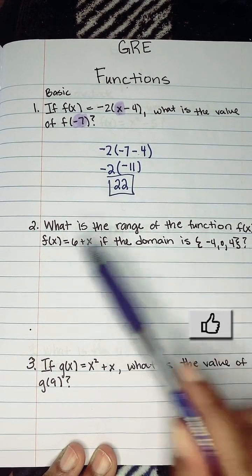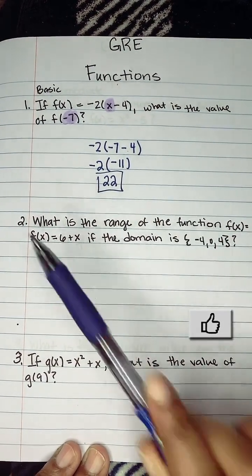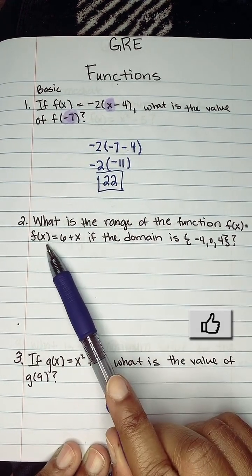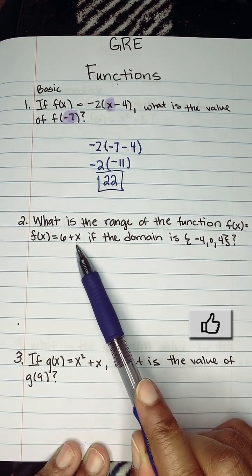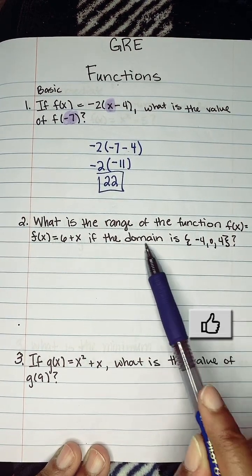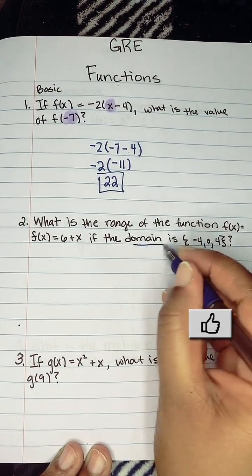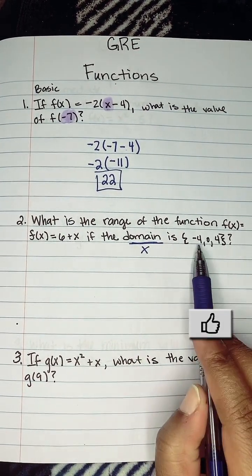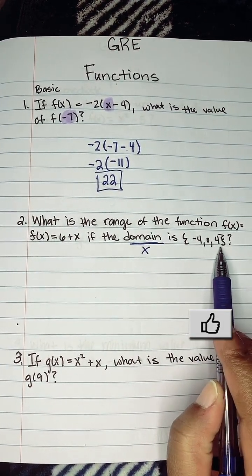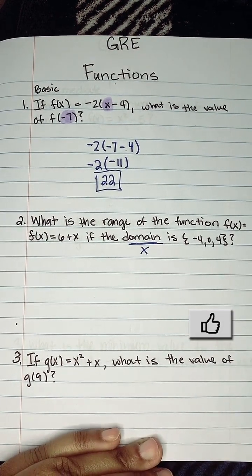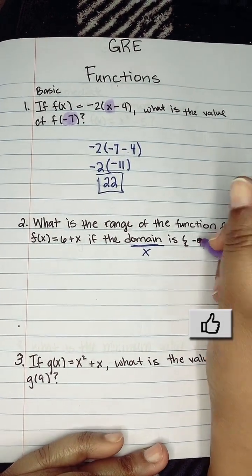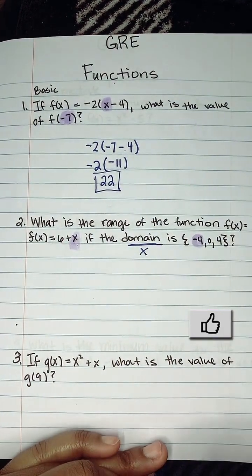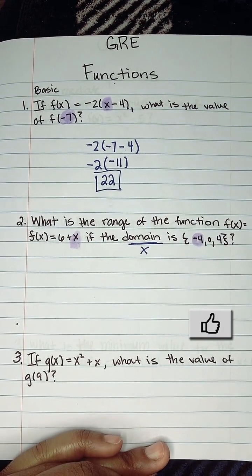So let's go to number 2. Okay. So number 2 says, what is the range of the function f of x? F of x equals 6 plus x if the domain, so remember what domain means, x's, right? Is -4, 0, and 4. So what this is telling you, we have to plug in -4 for the x to find out what we would get for our y.